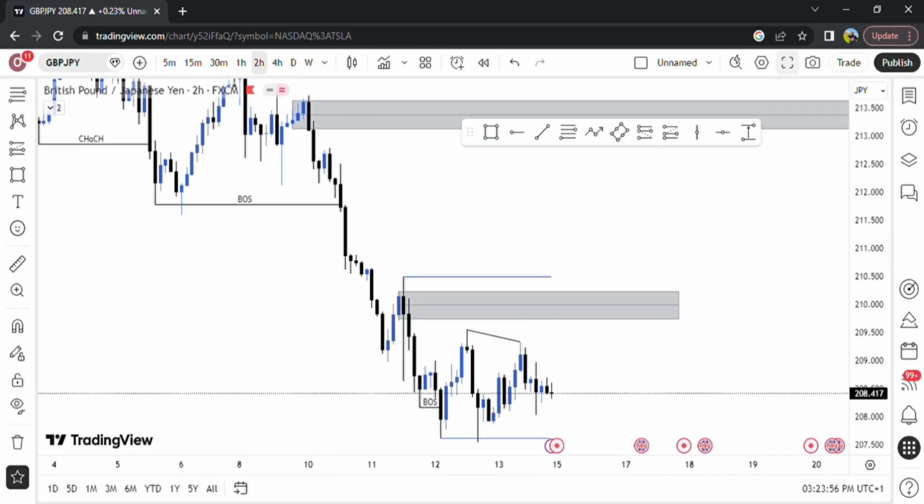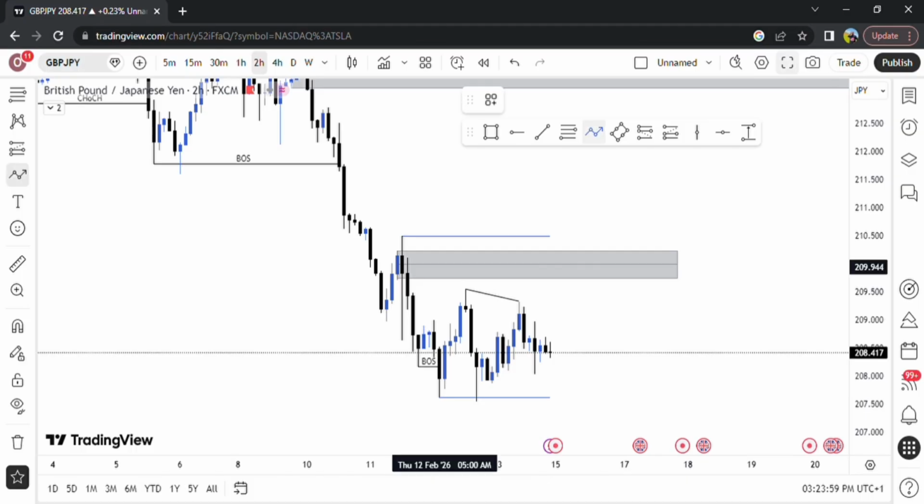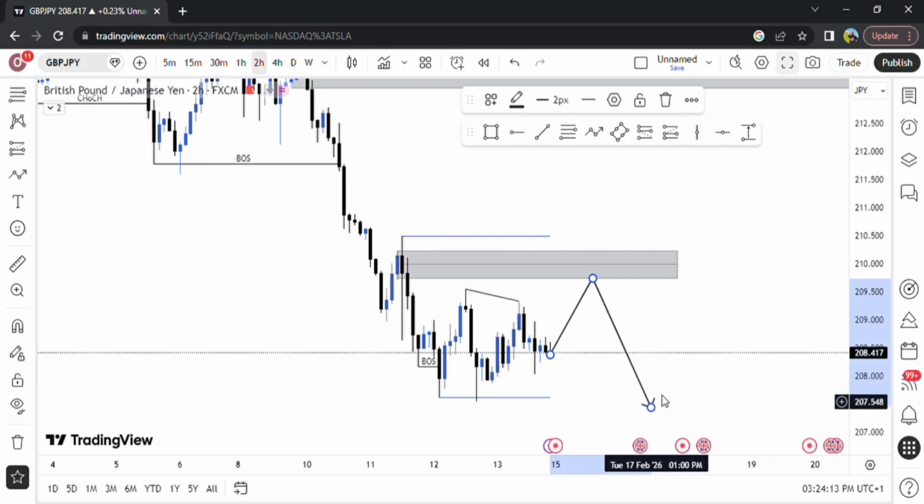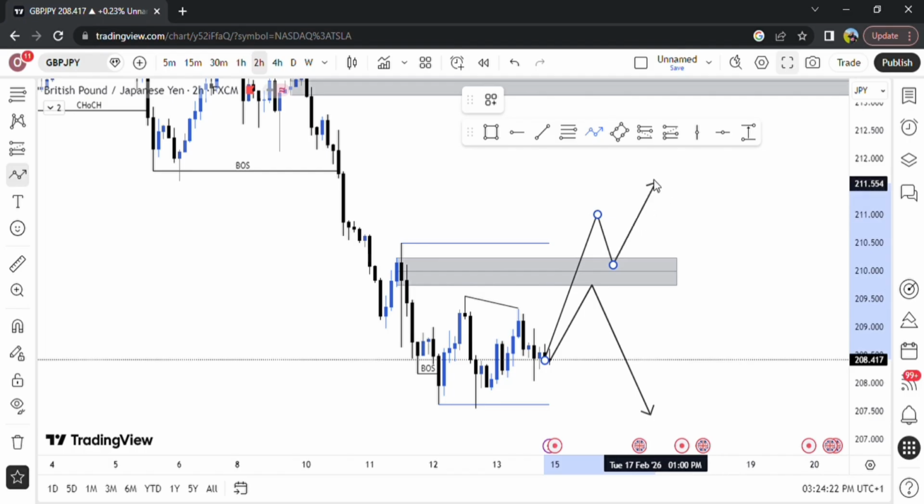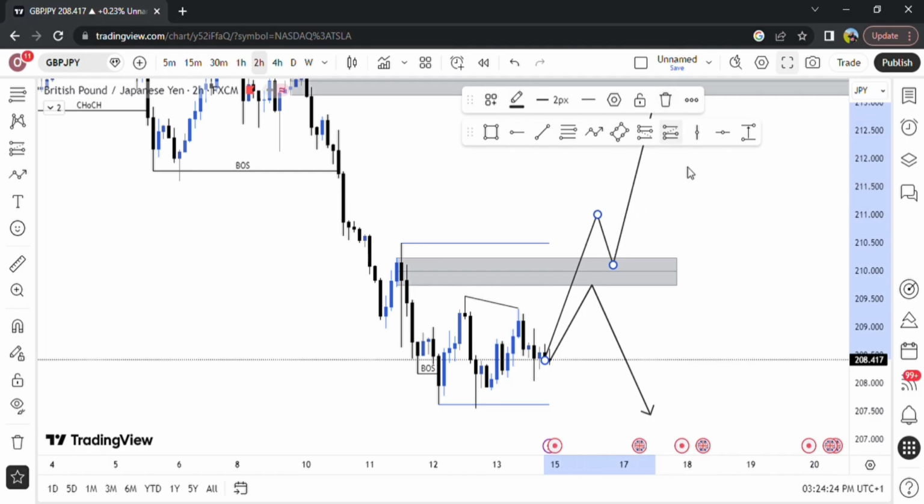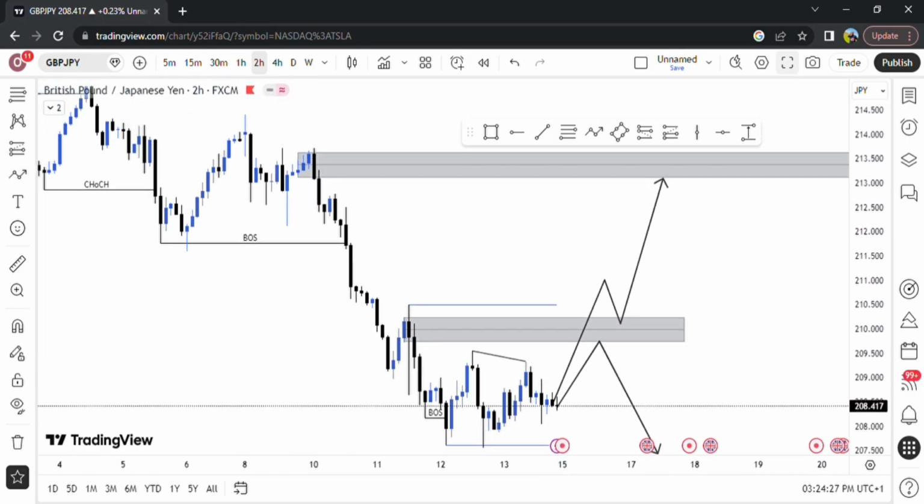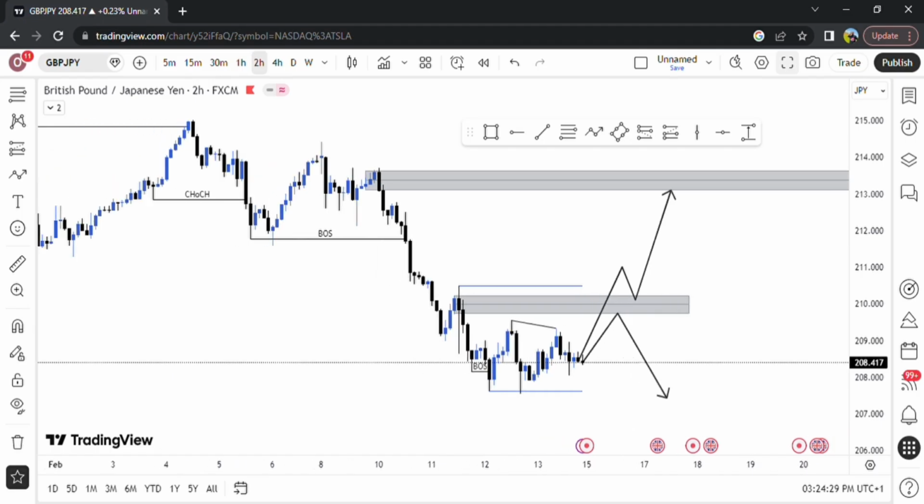Okay, so we're expecting price to do what? To take off from here, up here, and continue selling. Or, there's always an or, it could take off from here, break this, and buy up to this level over here. You can see it, guys, you can see it.